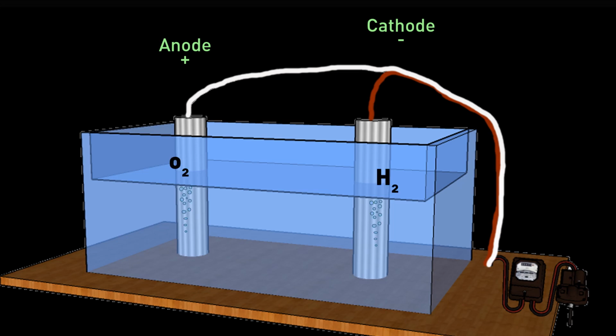The first thing that we'll see is that little bubbles start to form on the metal itself. At the anode, this is H2O breaking down and becoming oxygen bubbles, which rise out of the water. At the cathode, the opposite polarity, hydrogen bubbles rise out of the water.